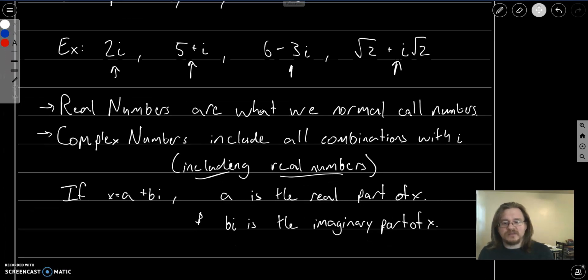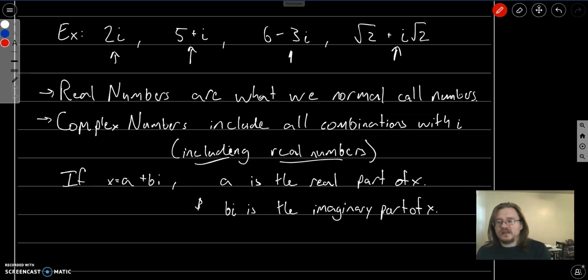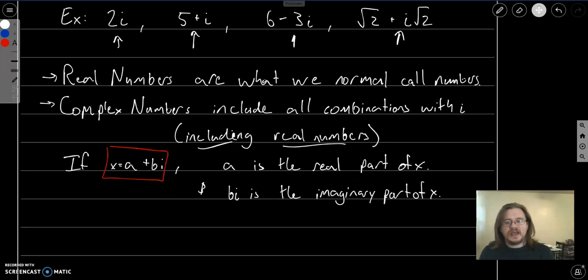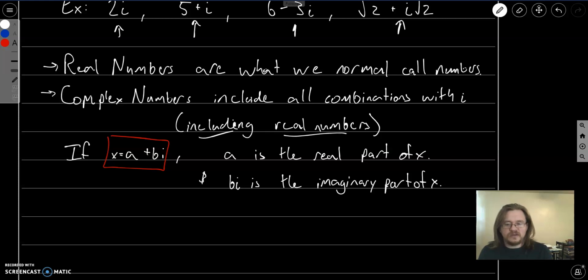And we give names to parts of these as well. So here, if we have a complex number that is a plus bi, we call a the real part, and the bi is called the imaginary part. And there is some notation for this. I don't think the book uses this very much, but if I'm given x and I want the real part, we write Re(x), and that's a, and then the imaginary part of x is going to be just the bi.